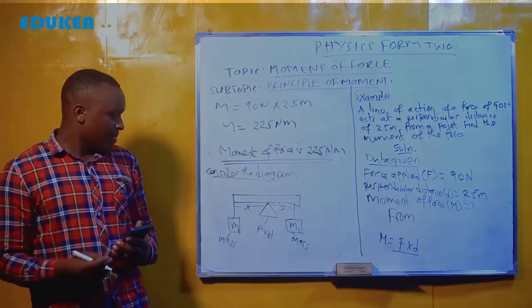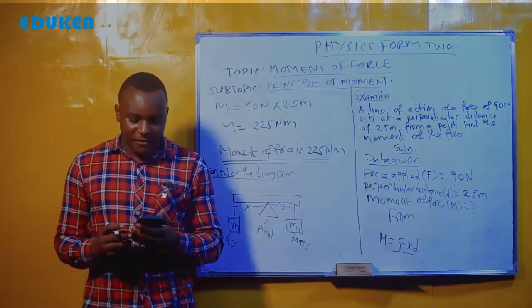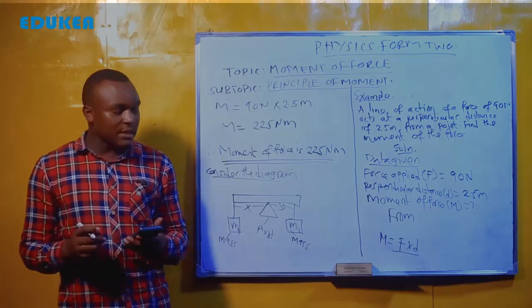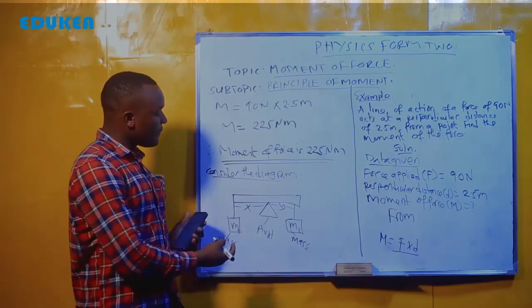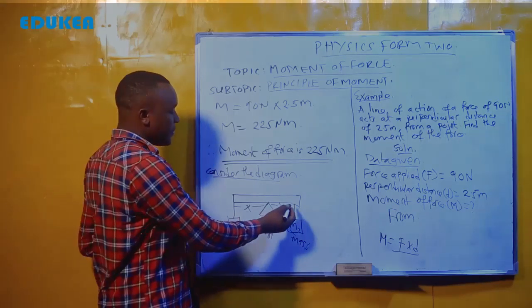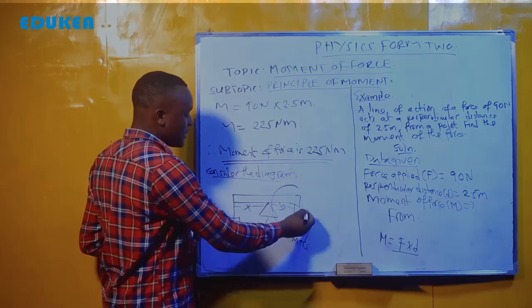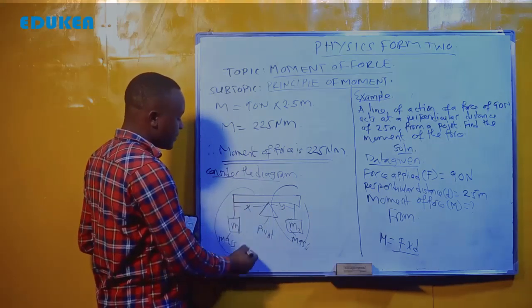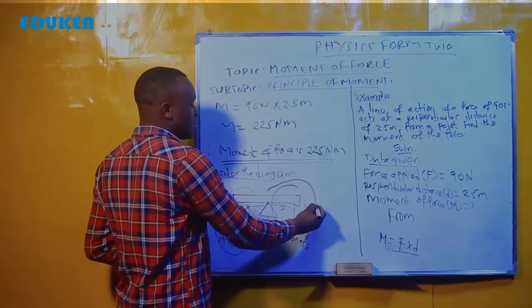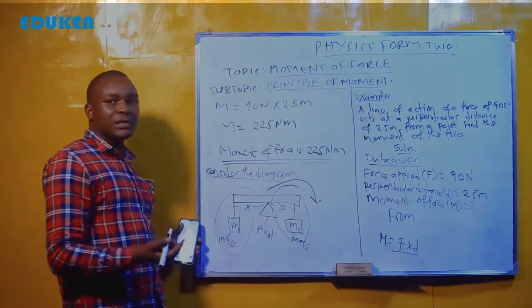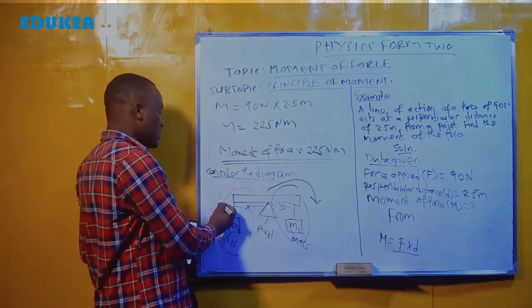So according to the principle of moment, it states that when a system is at equilibrium, the product of clockwise moment is equal to the product of anticlockwise moment. When we say clockwise, it means you go in this direction, and when we say anticlockwise, we go in this direction.